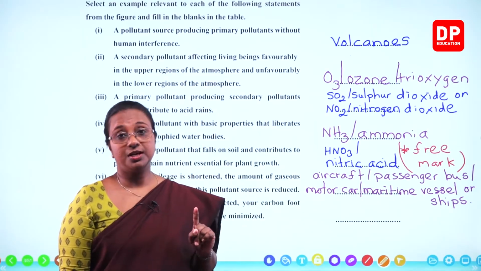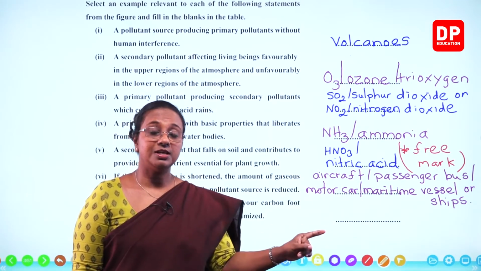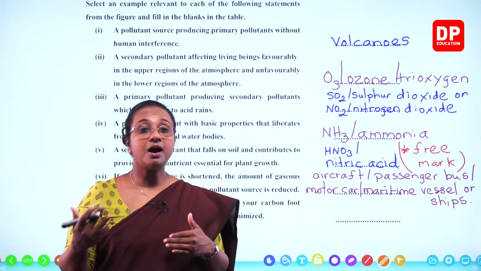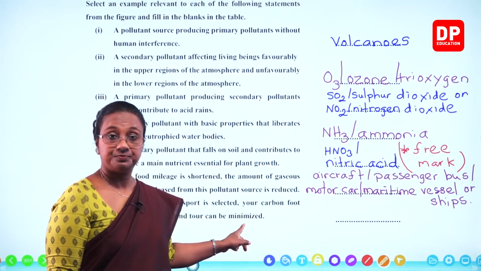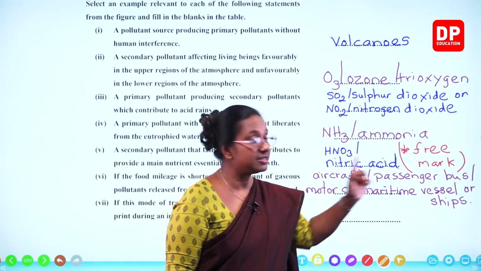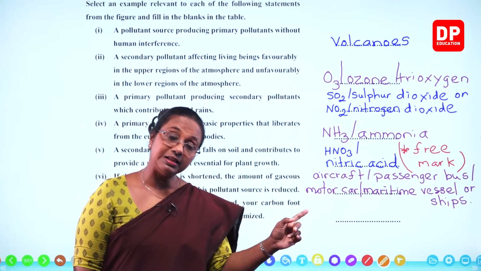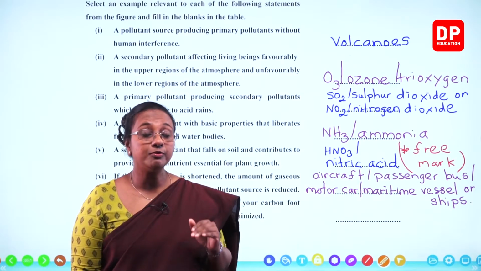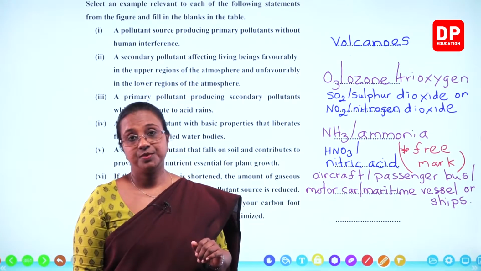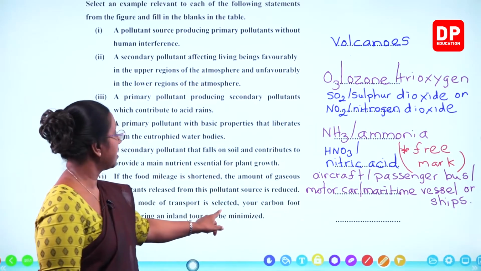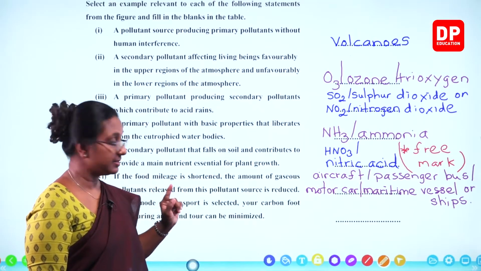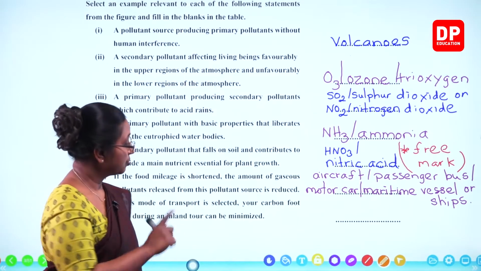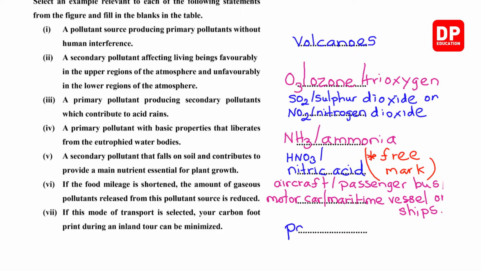Now, if you use a motor car, only you are going to travel that particular distance. Maybe you or your family of 4 or 5 members only. So the amount of carbon footprint will be greater. But if you use the passenger bus, the same distance, a little bit more fuel, but still when you divide it by the number of passengers, the carbon footprint per person will be less. So the question is, if this mode of transport is selected, if you select the passenger bus, your carbon footprint during an inland tour can be minimized. So here, of course, the answer is passenger bus.